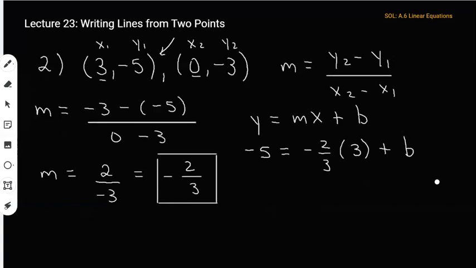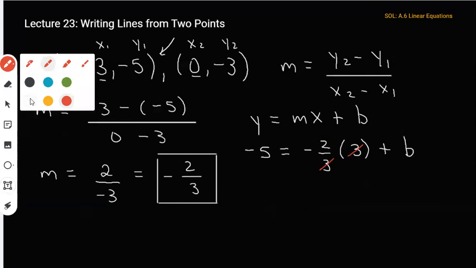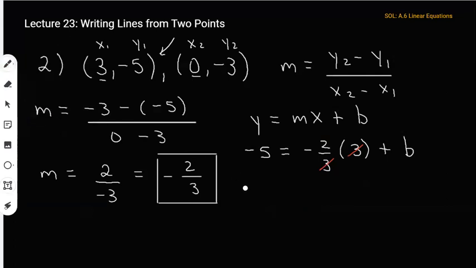So now that I know that my slope is -2/3, I plug that into my slope-intercept form. And now I can multiply -2/3 by 3. When I do that, the 3's are going to cancel out, only leaving me with a -2. So I get -5 is equal to -2 plus b.